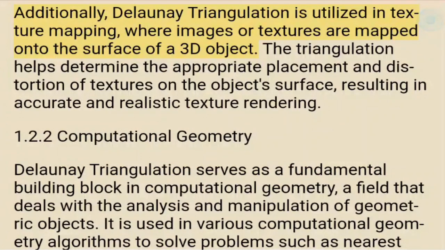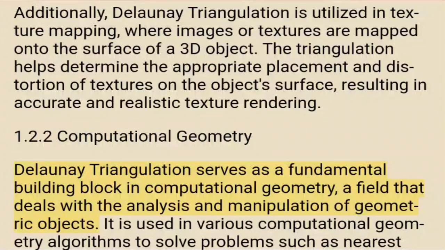Additionally, Delaunay triangulation is utilized in texture mapping, where images or textures are mapped onto the surface of a 3D object. The triangulation helps determine the appropriate placement and distortion of textures on the object's surface, resulting in accurate and realistic texture rendering. 1.2.2 Computational geometry.